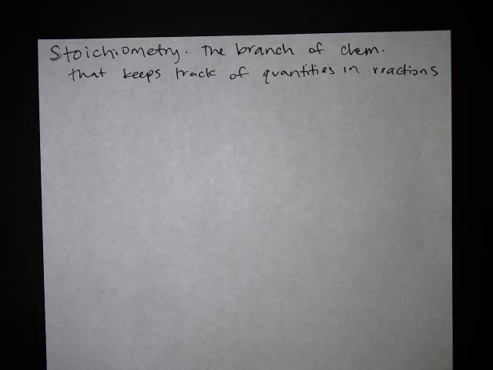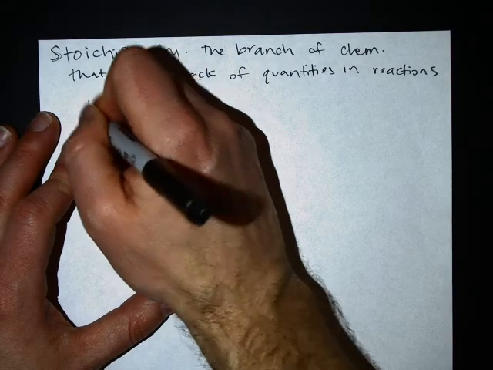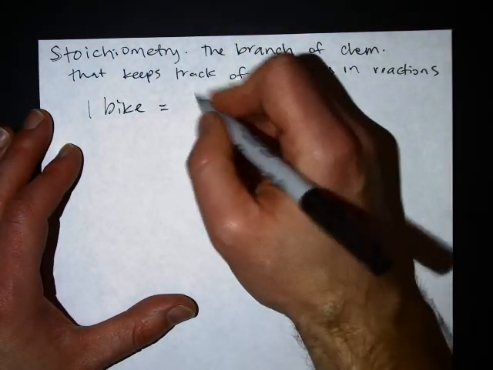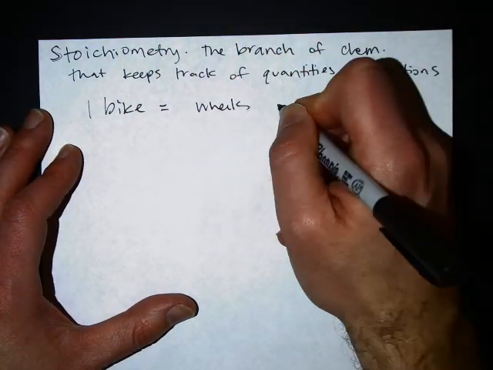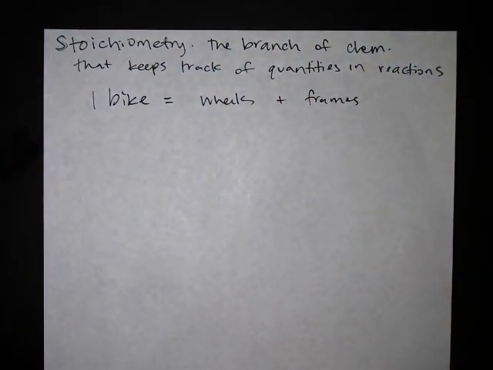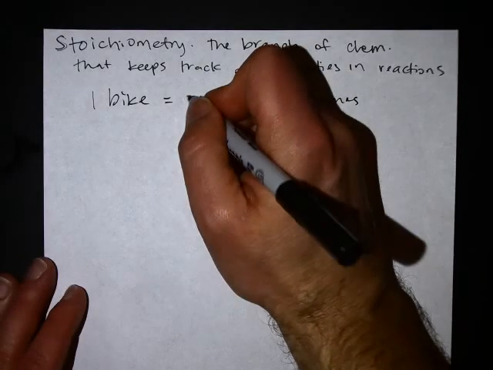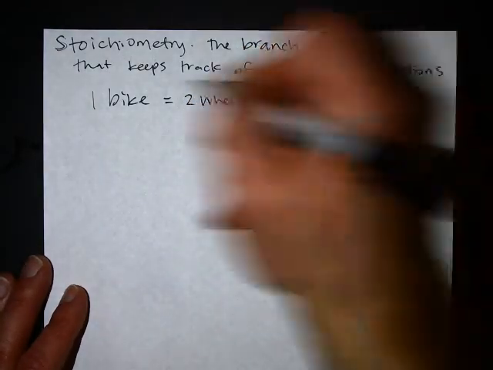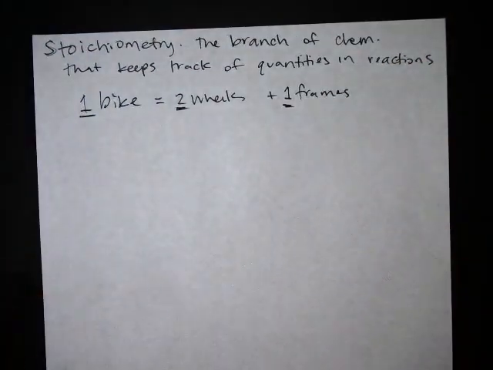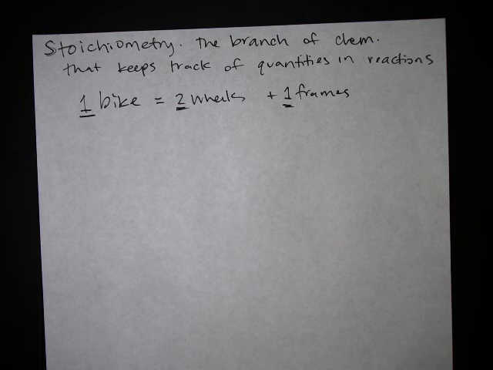Okay? Kind of like if I was going to build the easiest bike ever, let's say that one bike was made of only 2 pieces. Let's say the pieces were wheels and frames. Worst bike ever. How many wheels do I need for that bike? 2. How many frames do I need for that bike? These numbers allow you to do all sorts of math. And the reactions work the same way.